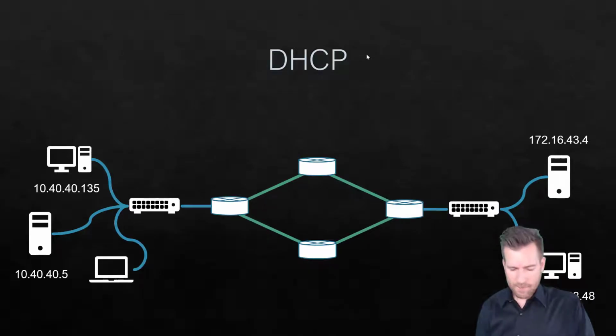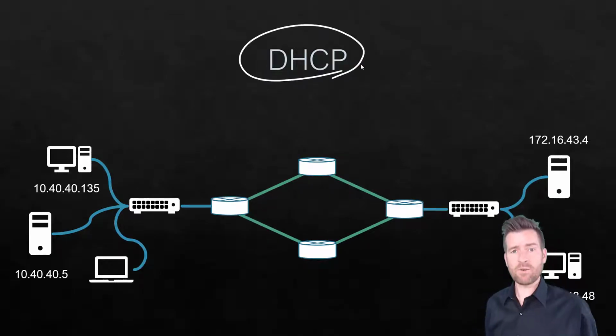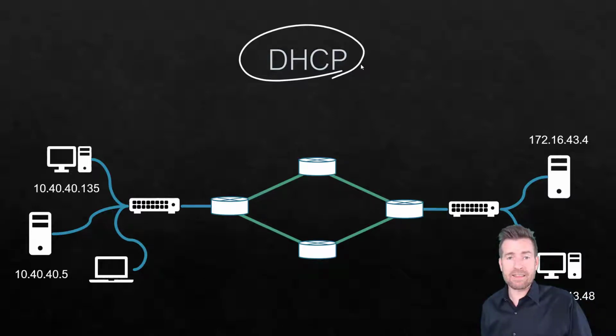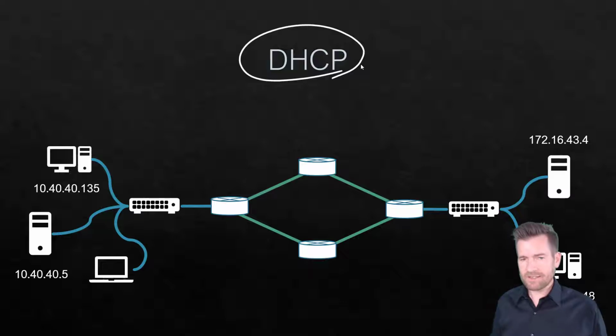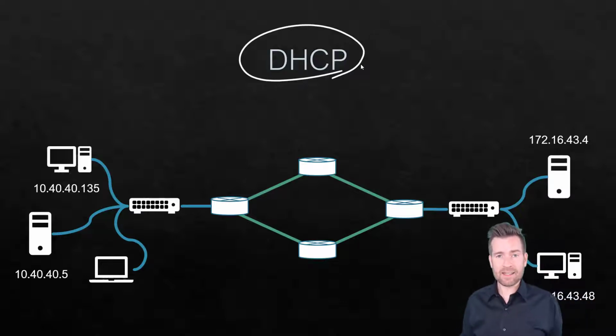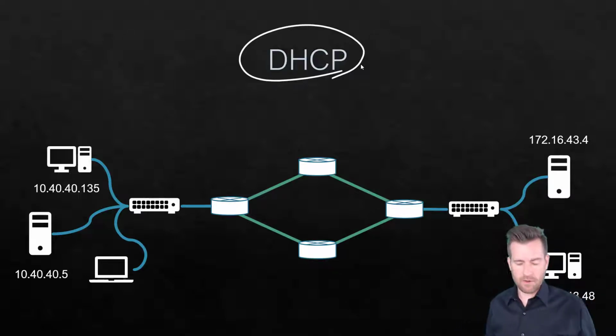All right, first up is DHCP. The reason why I chose DHCP first is because it's probably the first service that your computer is accessing when it starts up. And the reason for that is there are several things that we need on a computer for it to access the rest of the network.